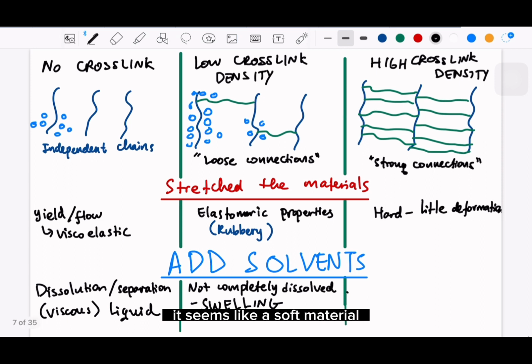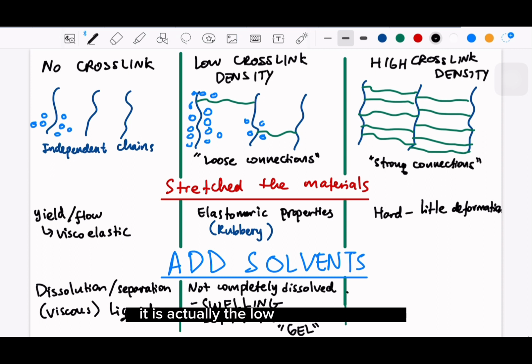It seems like a soft material, or the one that we call gel, okay? So the gel that you are imagining, like gel in some products, this is actually the low cross-linked density polymer. So why does it behave like a gel? Because it's supposed to be dissolved, but it cannot be dissolved completely because of the cross-link. Usually, if I elaborate in details like this, this will be important, and perhaps if you are interested in gels, you can elaborate more in the future. Okay. Now, the last one.